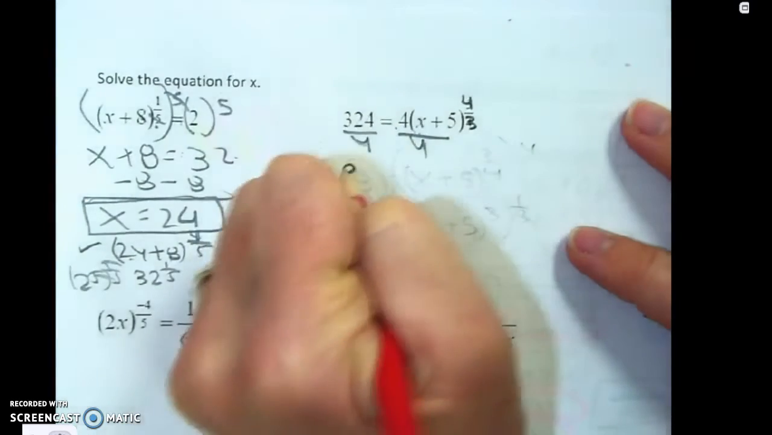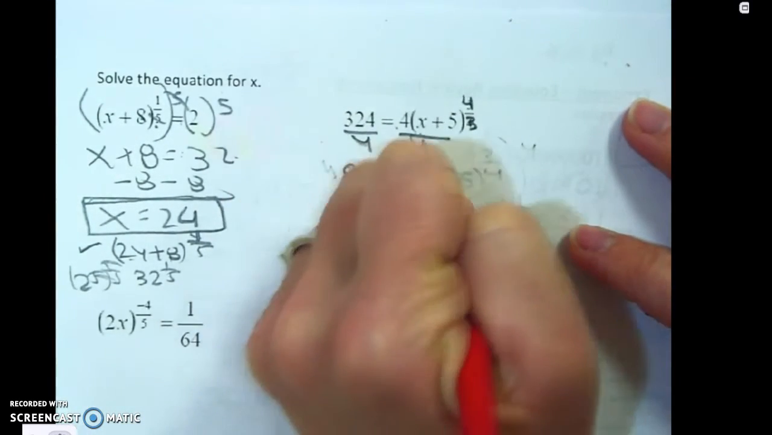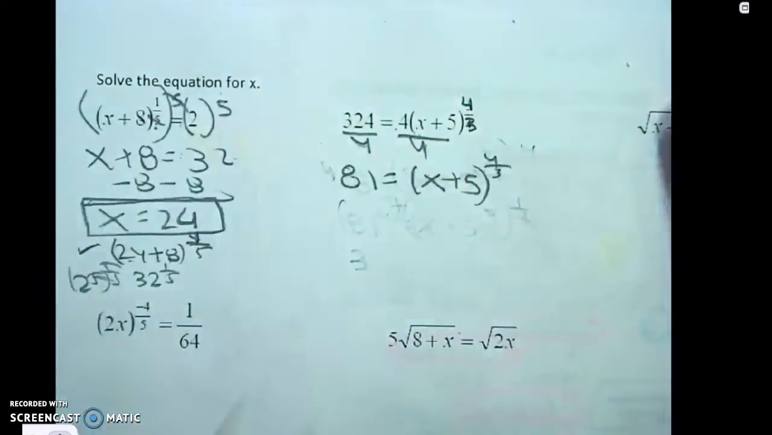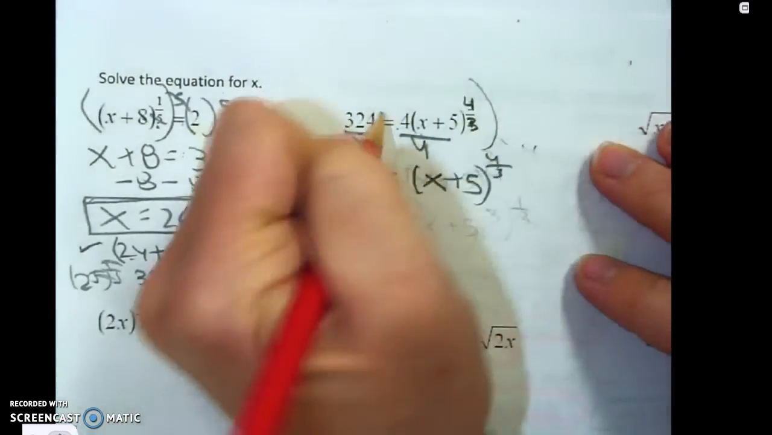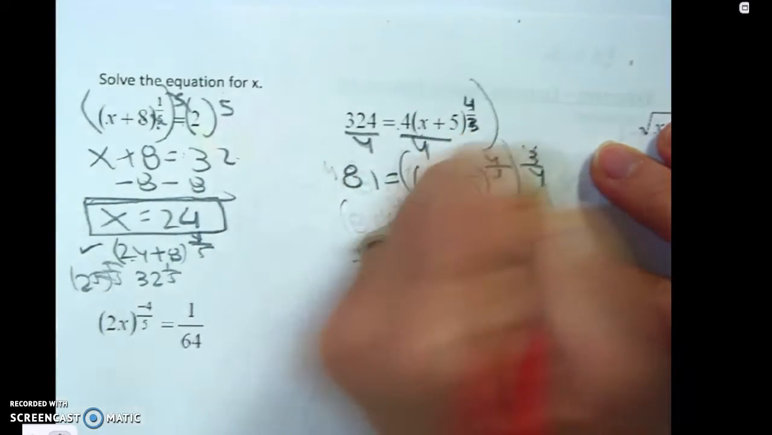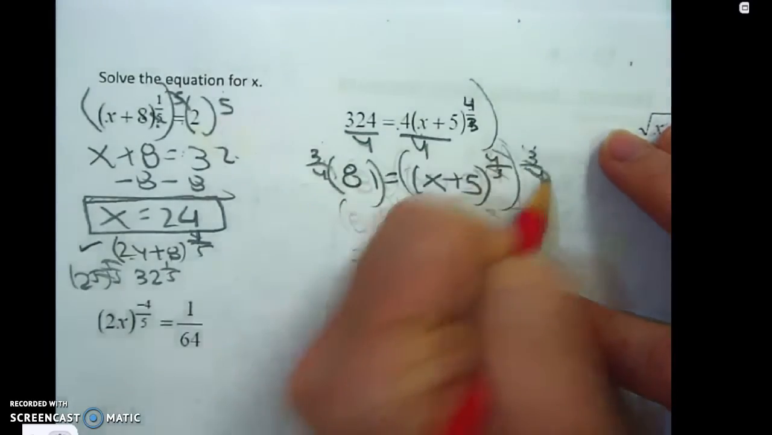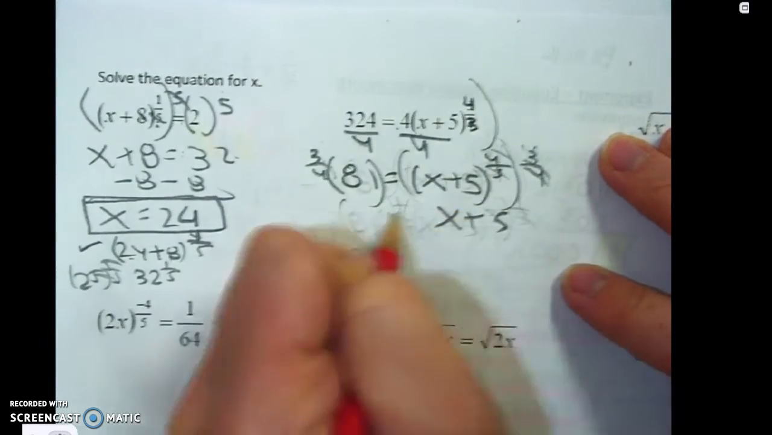Divide by 4, divide by 4. 81 equals x plus 5 to the 4/3. And actually, you know what? I can just multiply by the reciprocal. So let's take that to the 3/4. Let's take that to the 3/4. So then that's gone, and I'm left with x plus 5.